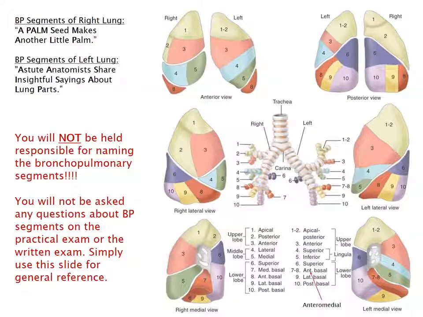This slide outlines the bronchopulmonary segments and their distribution throughout the lungs. Here's the good news. We're not going to hold you responsible for the bronchopulmonary segments. That means you will not see these segments on the practical exam or on the written exam. Simply use this slide for future reference.